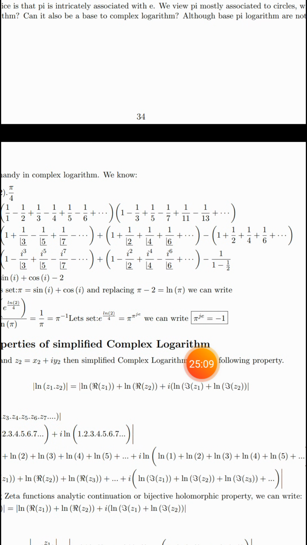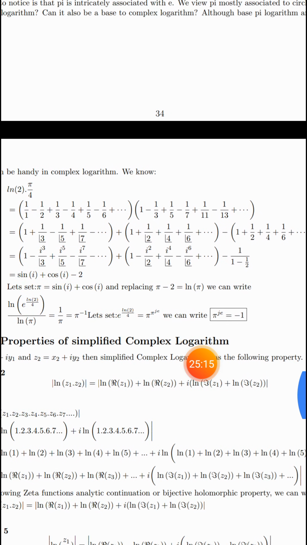Let me have a look. Basically, here what we have done, we have just taken these factorial forms. We have written it in the factorial forms.